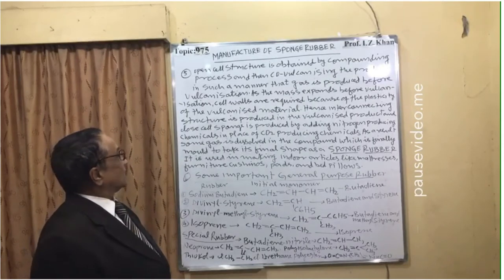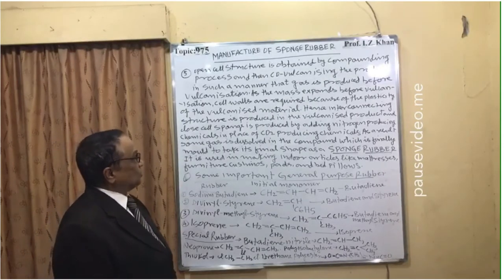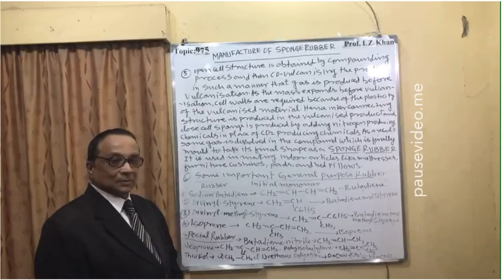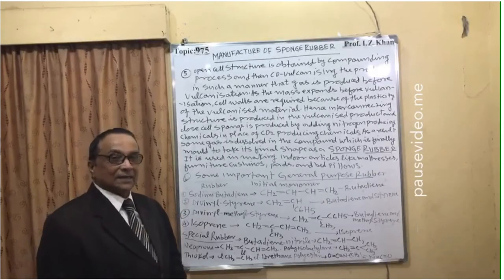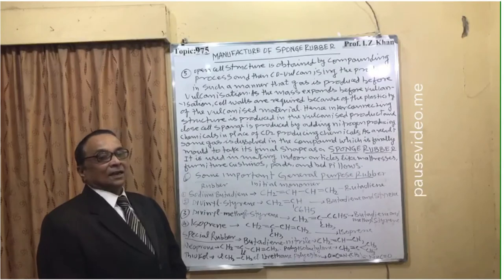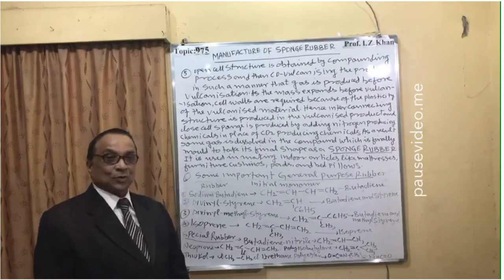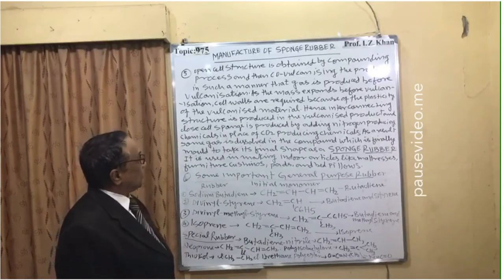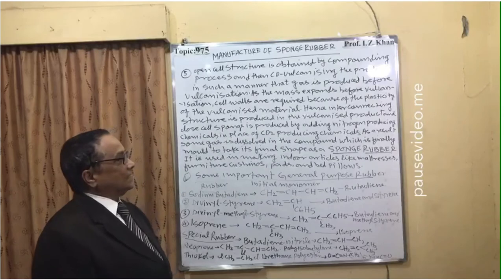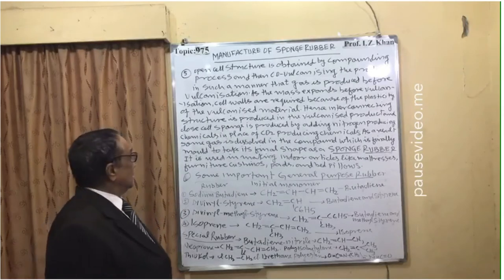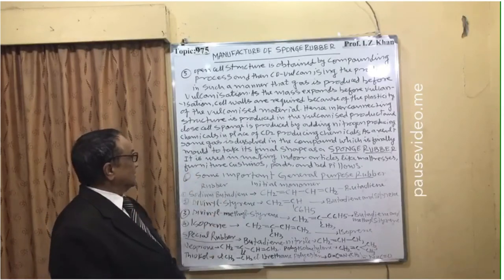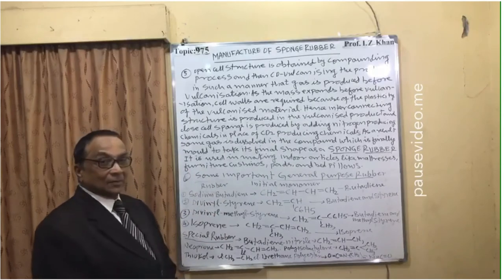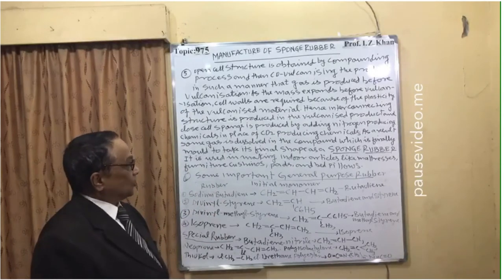Hence, interconnecting structure is produced in the vulcanized product. So once it happens like that, then interconnecting vulcanized product is produced and that will be in the form of sponge rubber. And closed cell sponge is produced by adding nitrogen producing chemicals, that I have already discussed, in place of carbon dioxide producing chemicals.